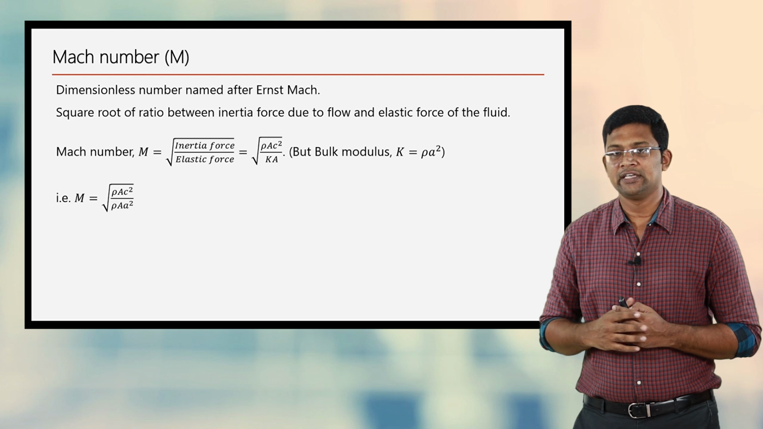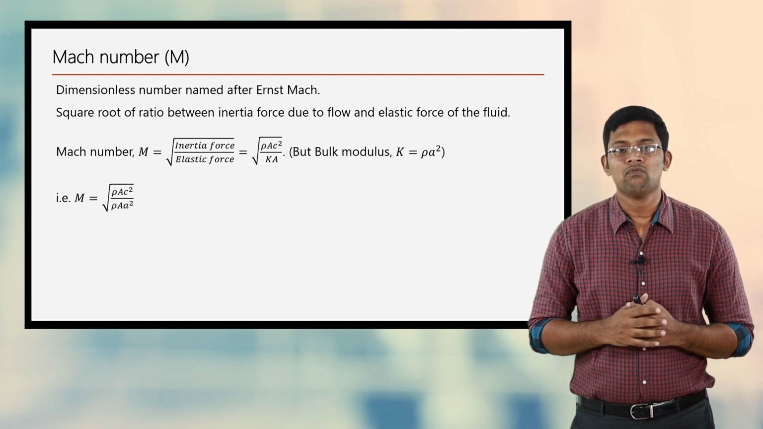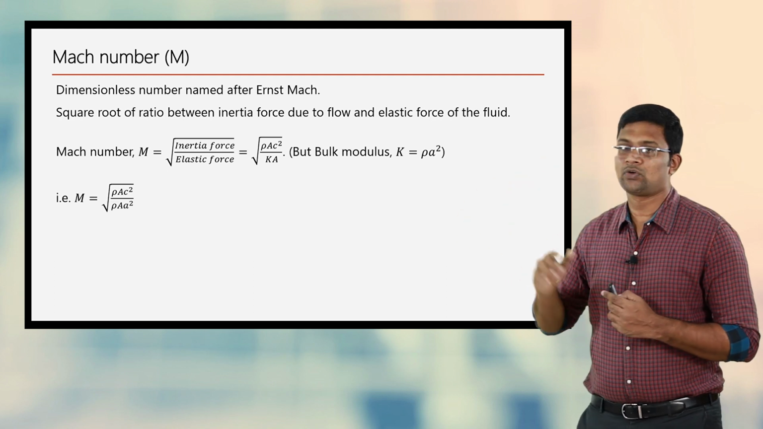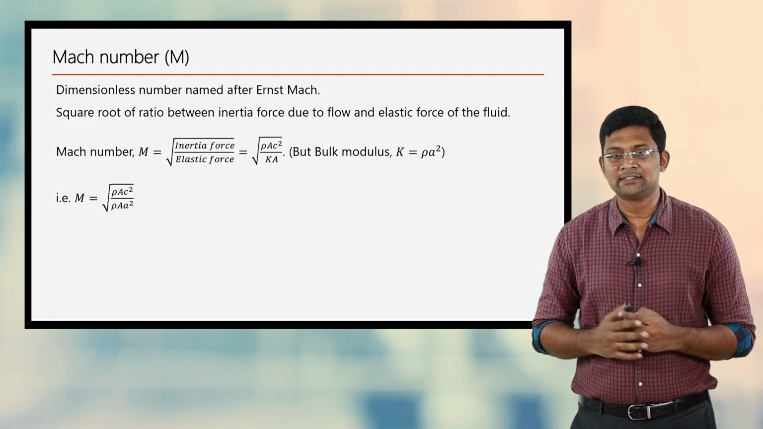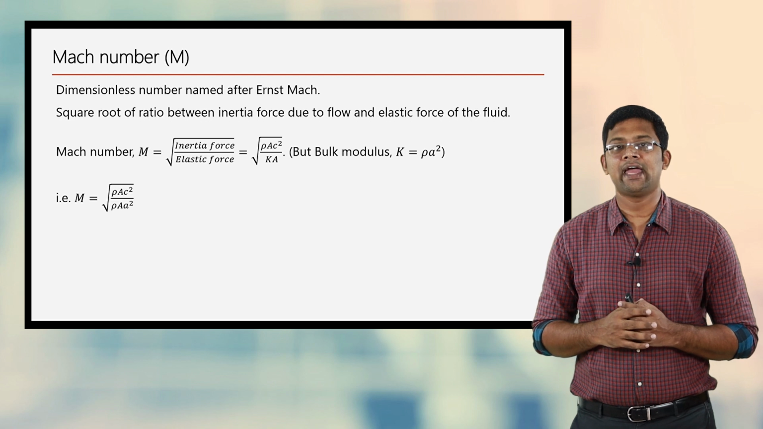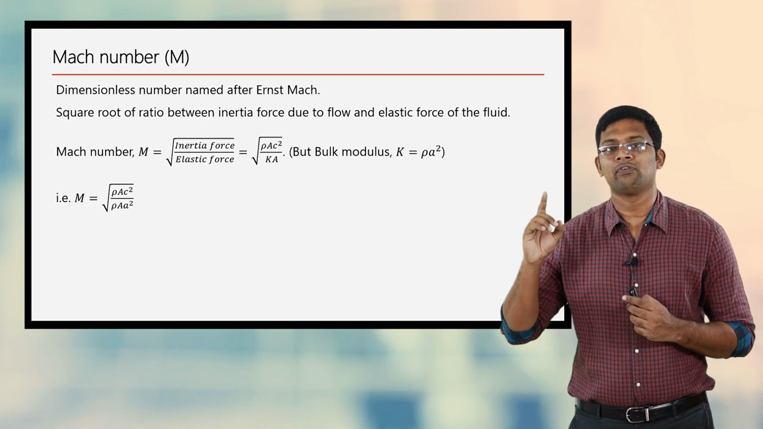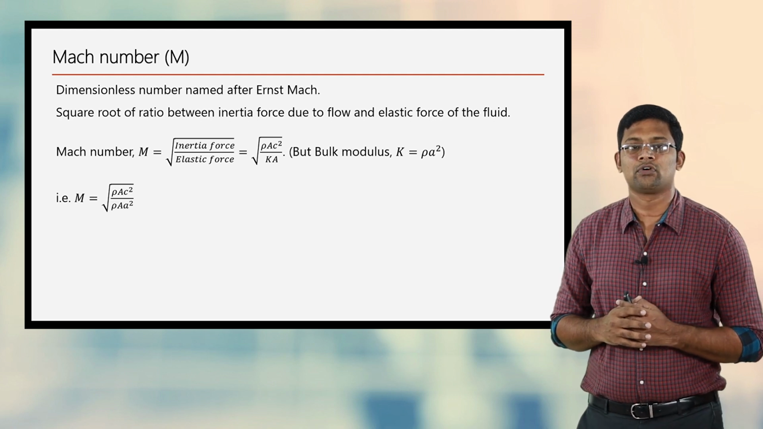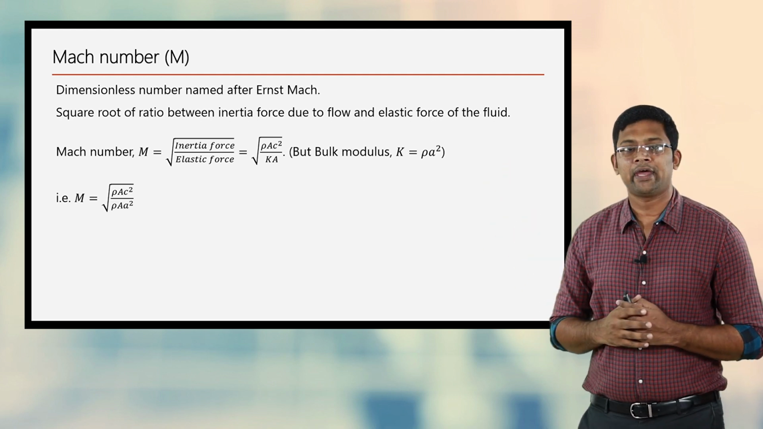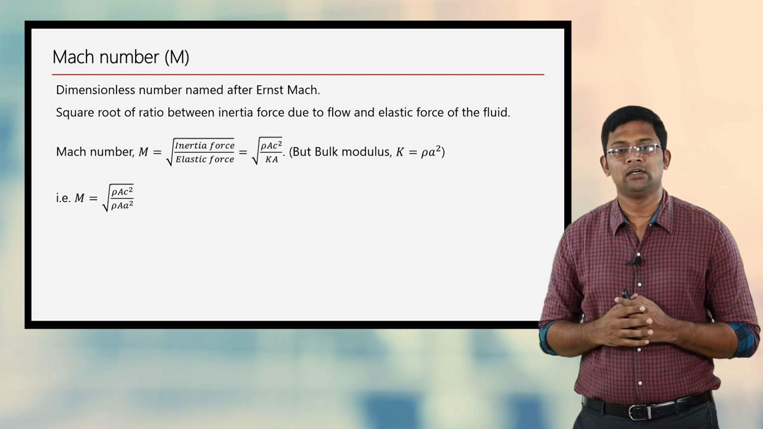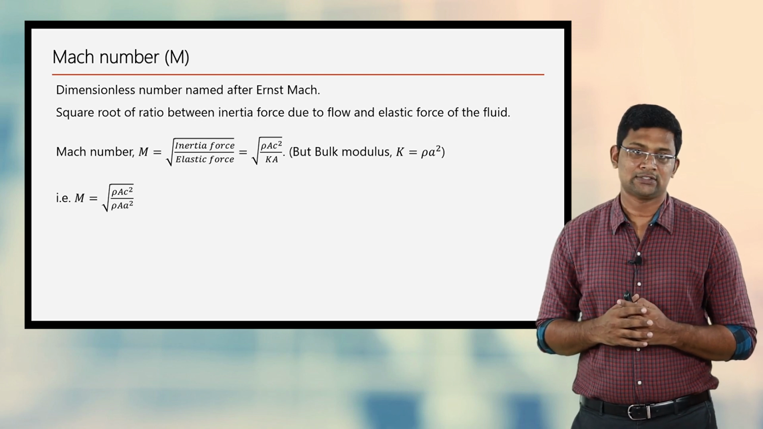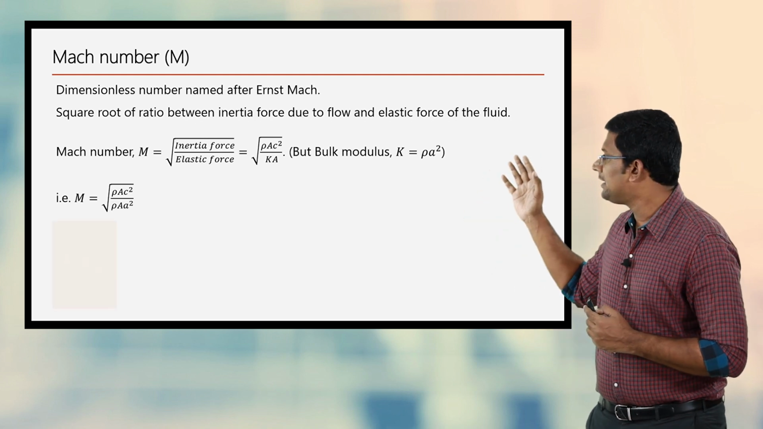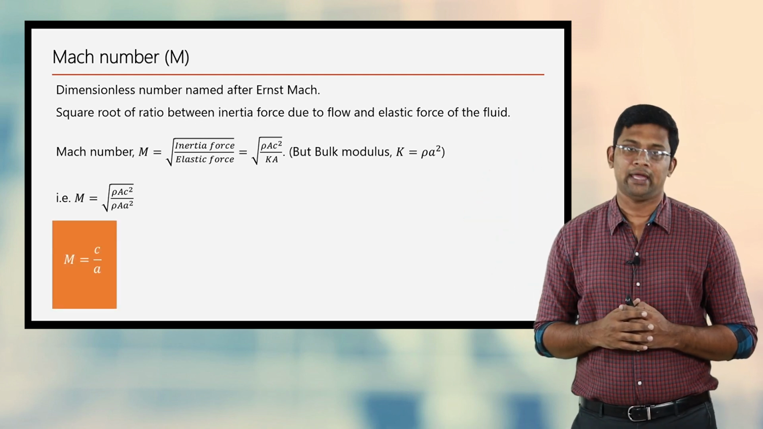And the elastic force is equal to K into A, where K is the bulk modulus, whose value is equal to ρ a², where ρ again is the density and a, small letter a, is the velocity of sound in the medium taken. And so the expression for Mach number will be equal to square root of ρ A c² divided by ρ a² A. So cancelling the common terms, we will be obtaining Mach number M is equal to c by a.